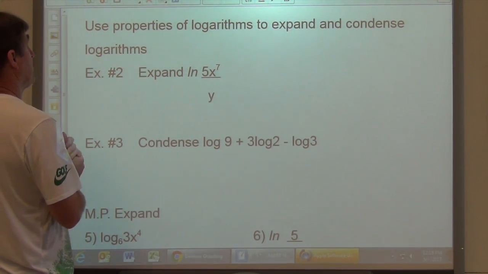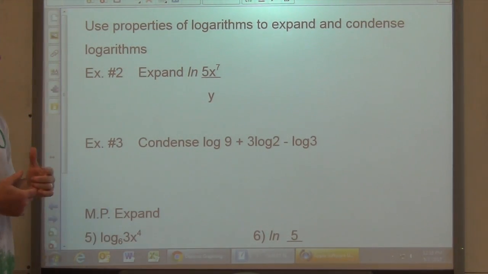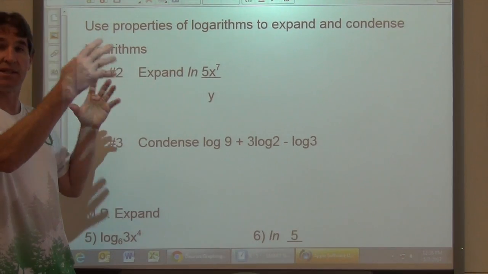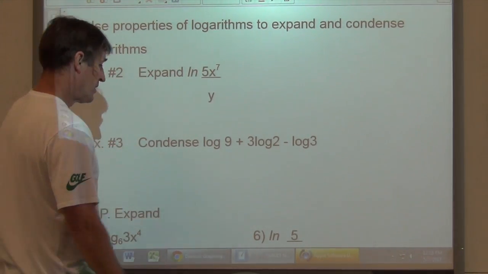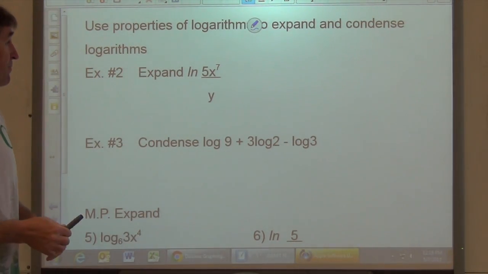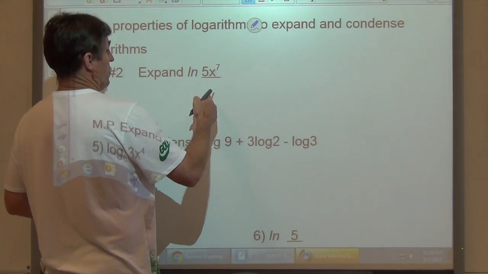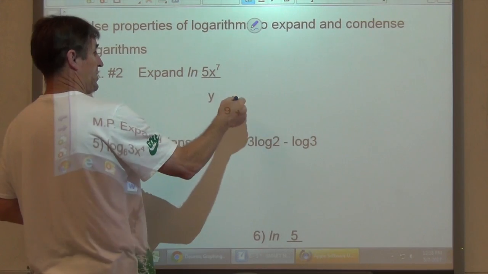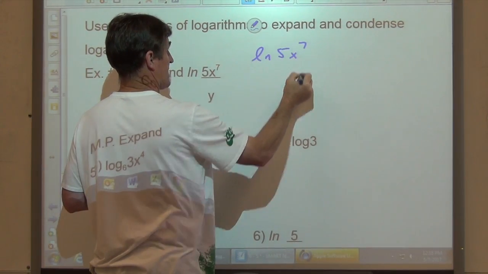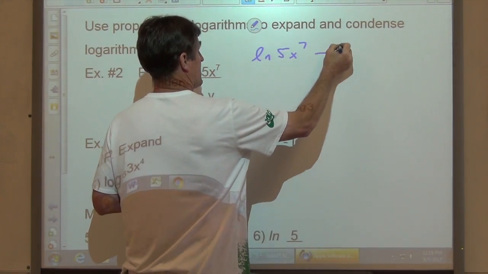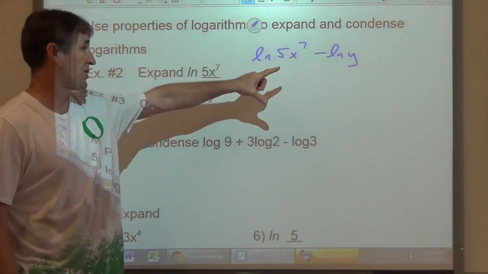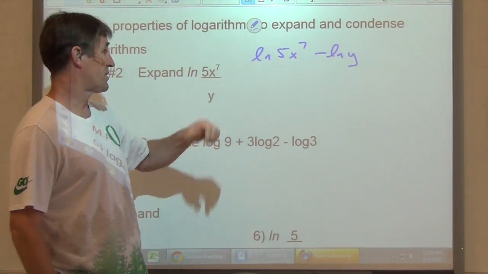The second thing we're going to do is we're going to use properties of logarithms to expand and condense logarithms. So to expand it, we're going to take it out and write it as addition, subtraction, or to a power. So if we look at example number 2, we're going to expand ln. Now remember, ln is log base e. So division we can do as subtraction. So I can do ln 5x to the 7th minus ln y. So we use the property that says division can be written as subtraction. And you just keep it as ln, because that's what it was.